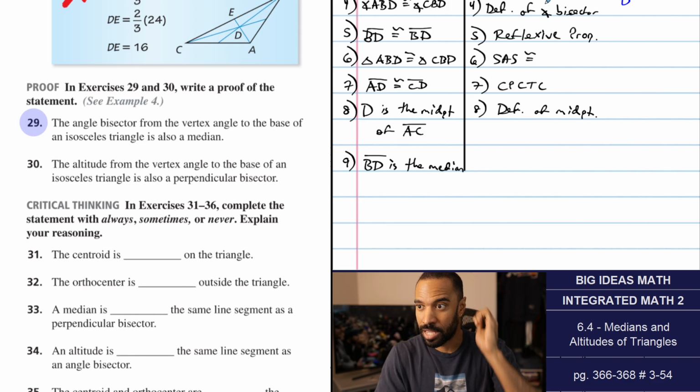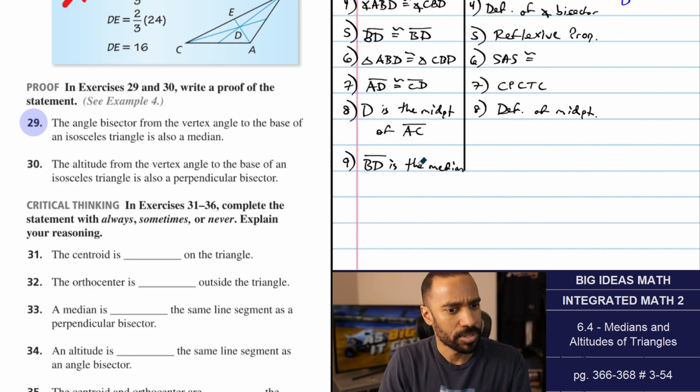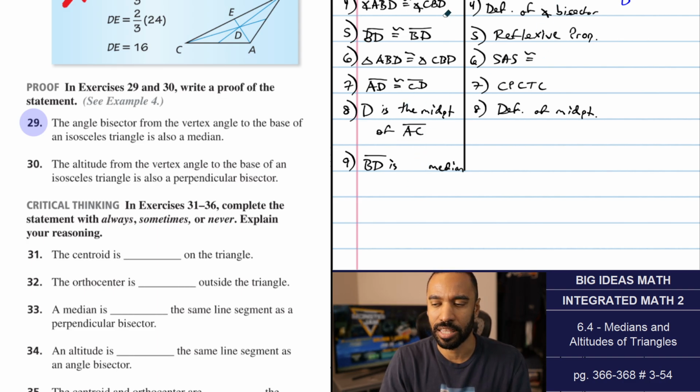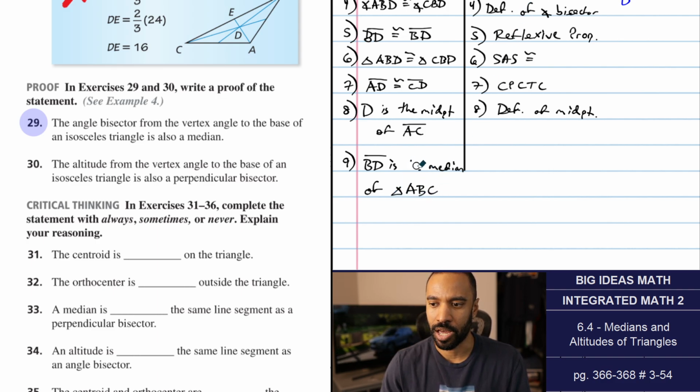Is a median of triangle. Is that what we say? Is also a median. It's not the median of the segment, right? Or wait, is it? I don't know if medians do things in segments of triangle ABC. Why did I erase the to write the? BD is a median of triangle ABC by definition of median.